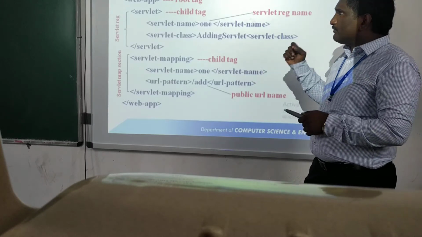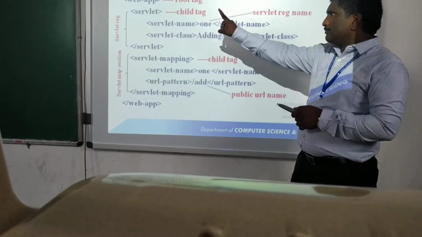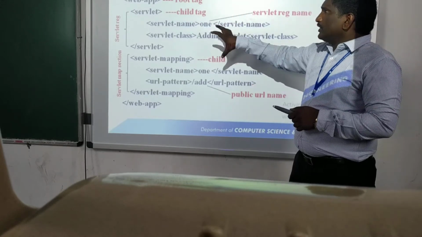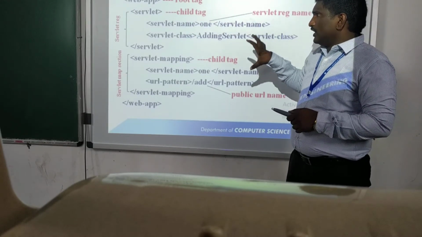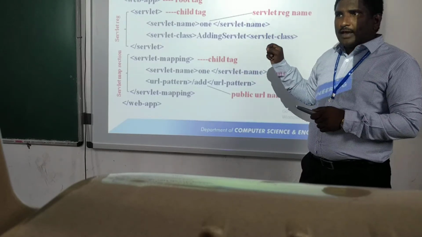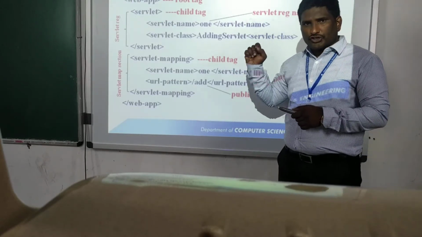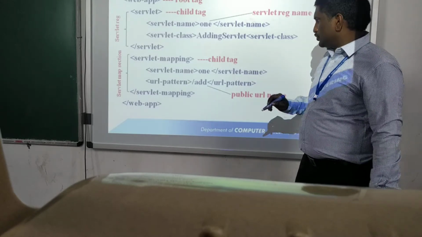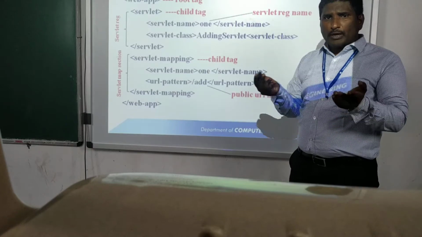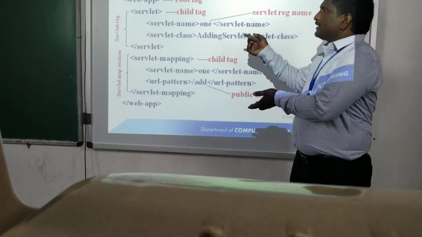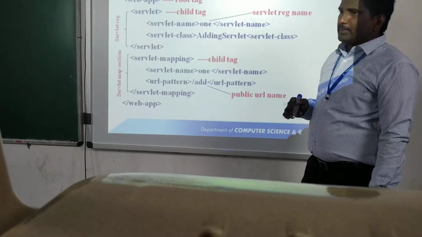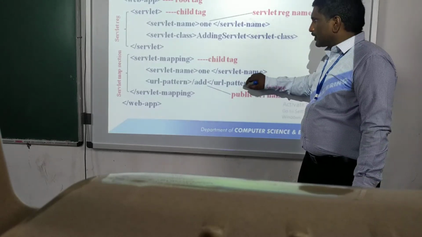So the web.xml file has the root element web-app. Under the root element, there are two child tags, one is servlet and the other is servlet mapping. These two tags will be used for servlet registration. So if there are 100 servlets in your application, you should write these servlet and servlet mapping sections 100 times. Understood? Okay. Next.